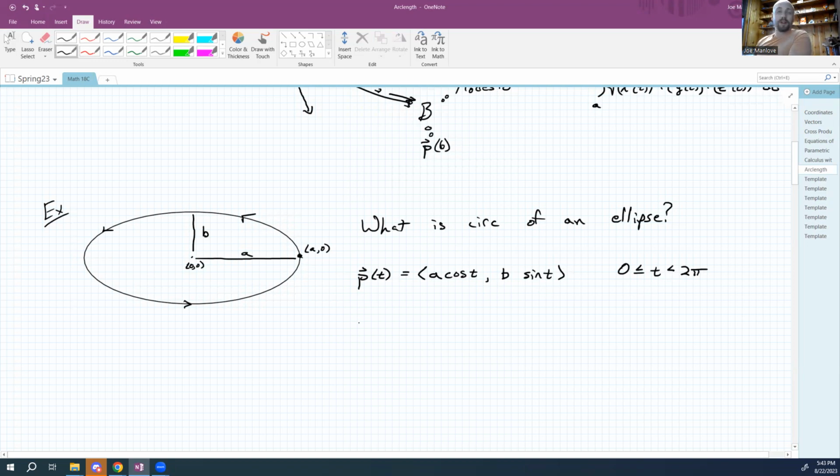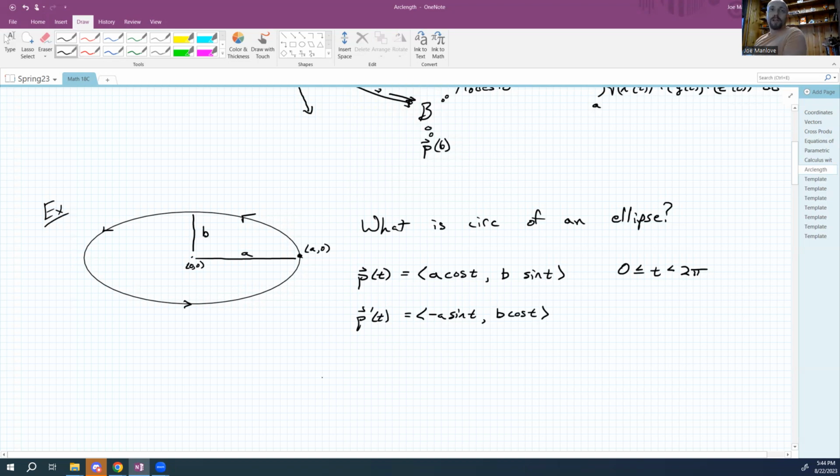Now I need a velocity curve, right? So I need p prime of t. So p prime of t is going to be, we need to differentiate a cosine t, hoping that's not too rusty in your head. It's going to be minus a sine t. And we're going to differentiate b sine t, so we're going to get b cosine t.